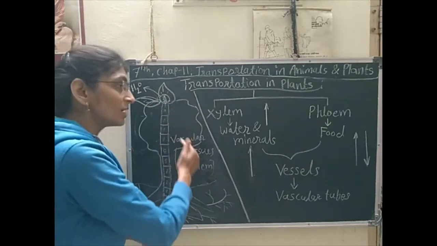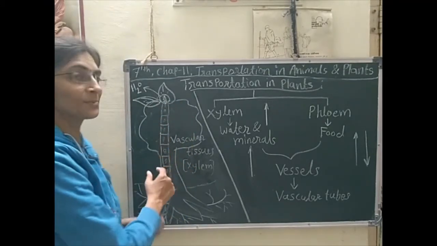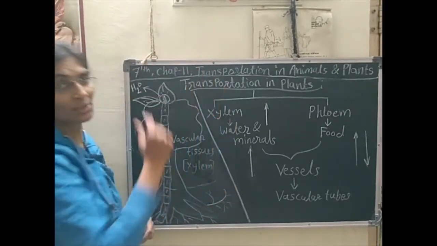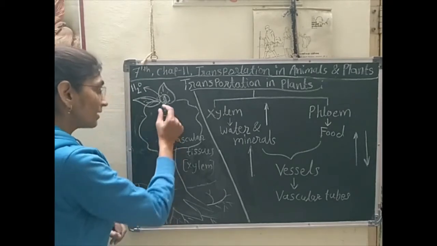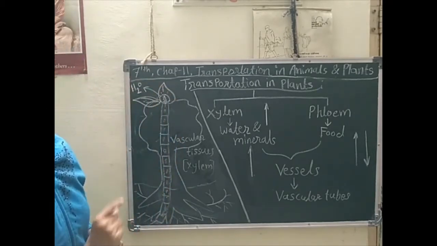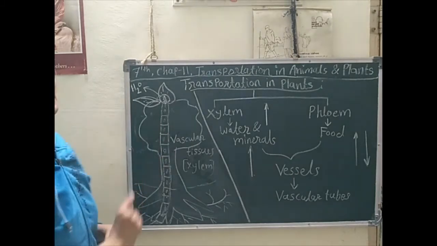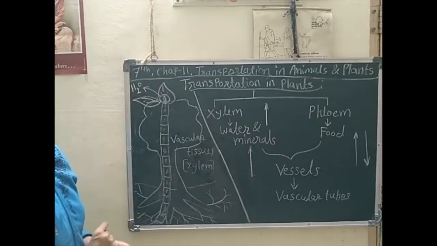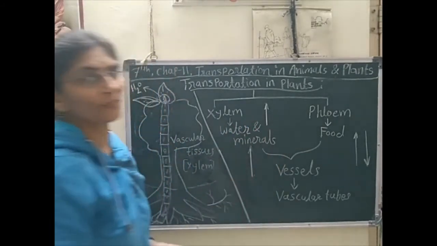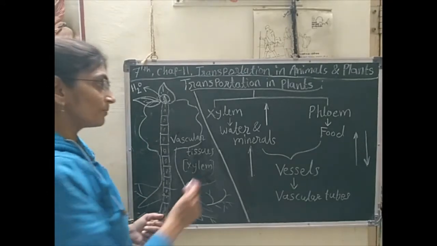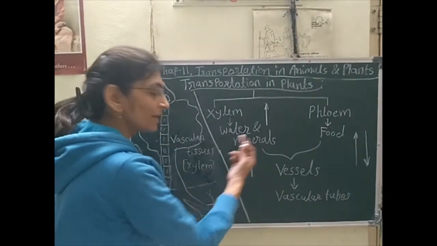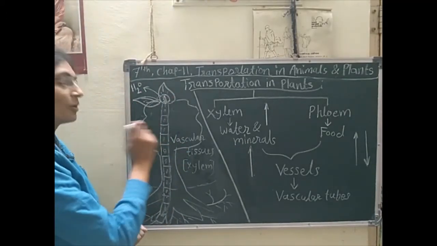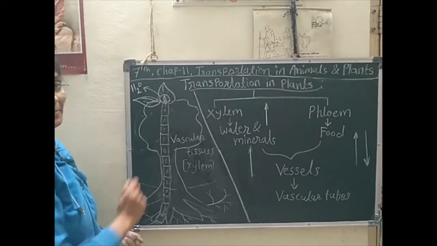So the food also should be transported from one part to another part, and again the water and minerals also should get transported from soil to leaves for the preparation of food. So both things are very necessary to transport from one part to another part. So here xylem and phloem work for this process. Through the xylem, water and minerals get transported from soil to leaves for the photosynthesis process, for preparation of food.